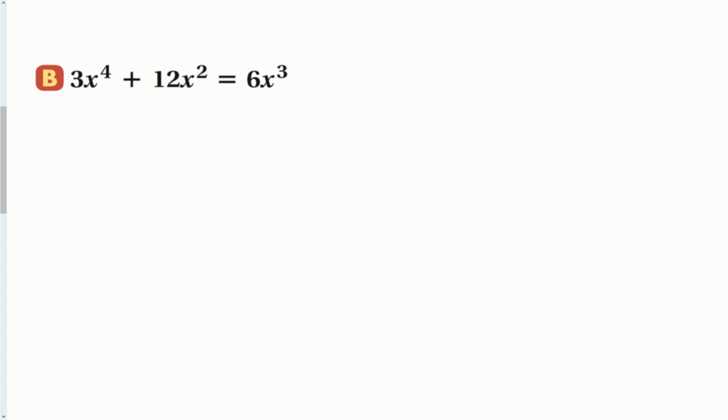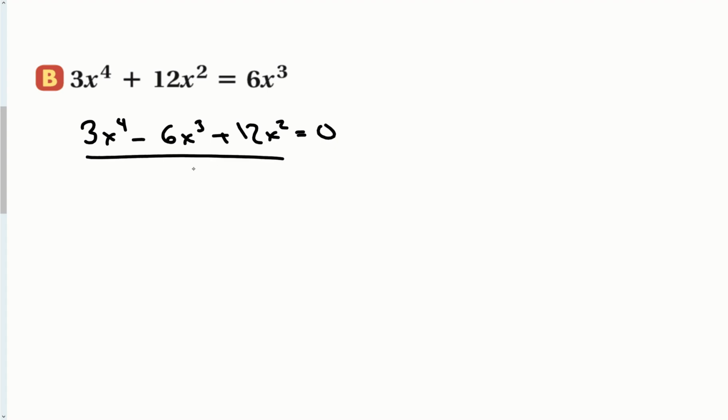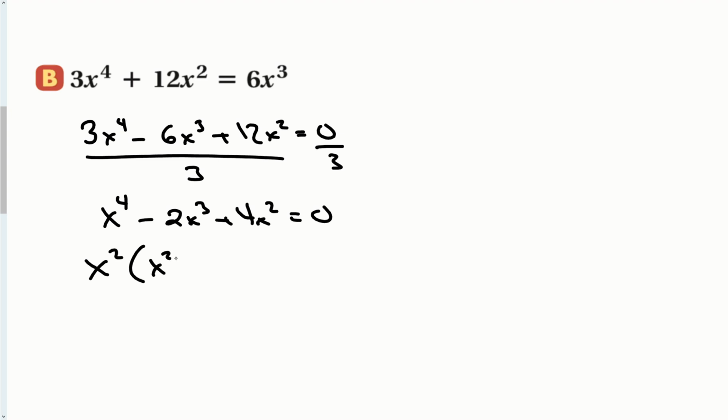So for this one, again, set it equal to 0. So we have 3x to the 4th minus 6x to the 3rd in standard form plus 12x squared is equal to 0. Before I even do anything, I factor out variables because I don't want to lose any solutions. But if I have a coefficient that's common, I might as well just divide it out. So I can divide this entire side by 3 as well as that side. So that now changes it to x to the 4th minus 2x to the 3rd plus 4x squared. Now I can factor out an x squared. That gives me x squared minus 2x plus 4.